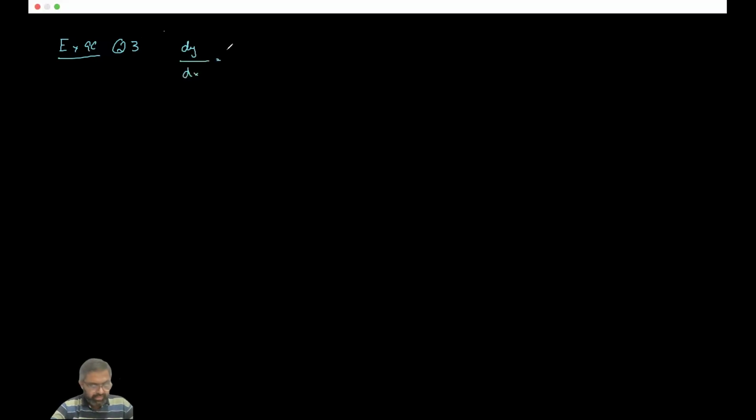is given as k times (x minus 5) raised to power 3. So this is the gradient given. k is some constant. We don't know about it. We have to figure it out. What is the value of k?